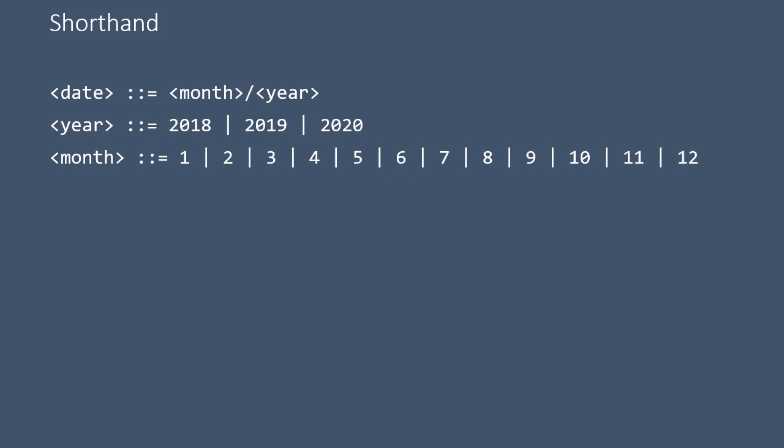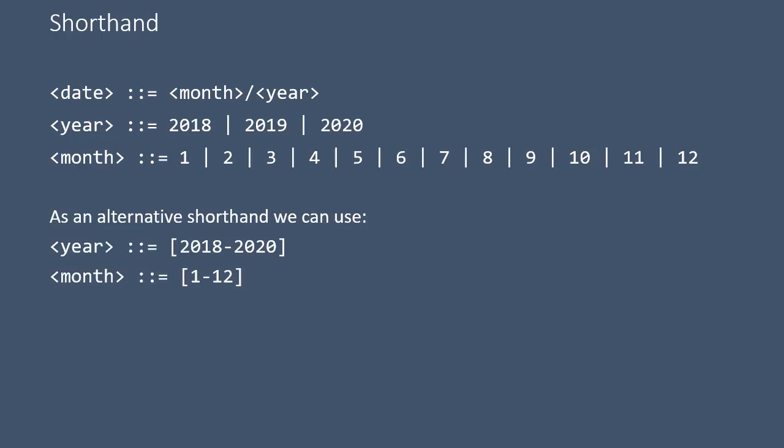There is a shorthand we can use to represent our terminal symbols in this context. So instead of writing out all our months individually and all the years separately, we can indicate the range that we have here. So we have a range of years from 2018 to 2020. We can put those in square brackets, and we have a range of months from 1 to 12, put those in square brackets. And anywhere else we have ranges, for example, a range of letters, we can apply the same idea.